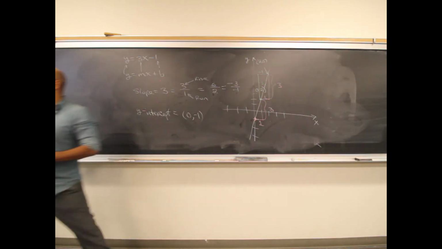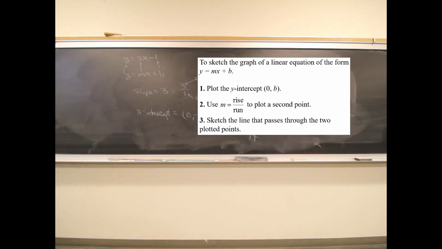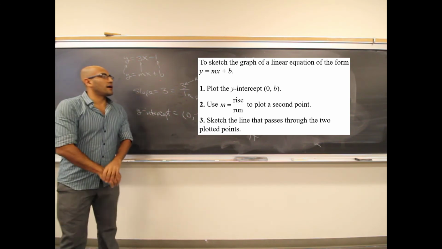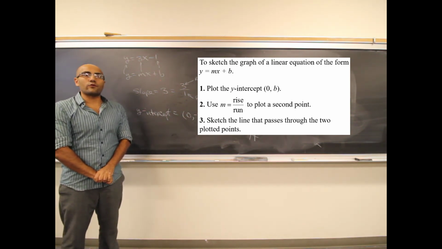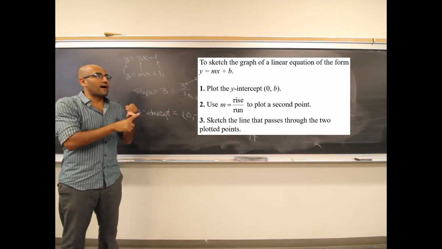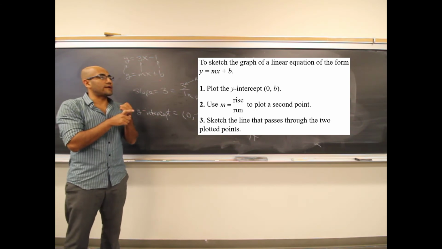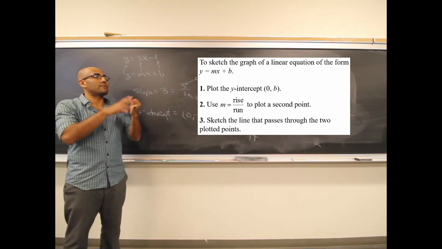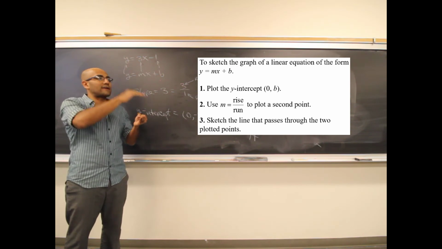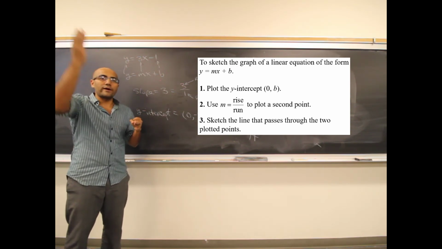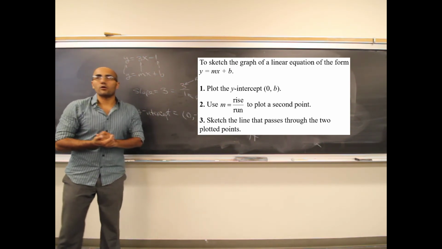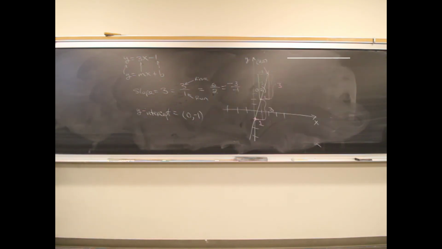Good? Questions? Okay. So in general, to sketch the graph of the linear equation of the form y equals mx plus b, find and plot the point (0, b), the y-intercept, and then use m, which equals rise over run, to find a second point, and connect them. There is your approximation of the line.